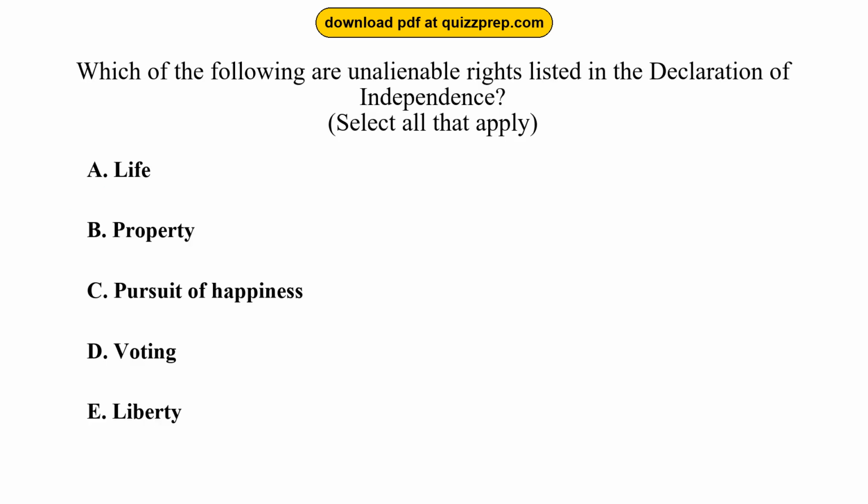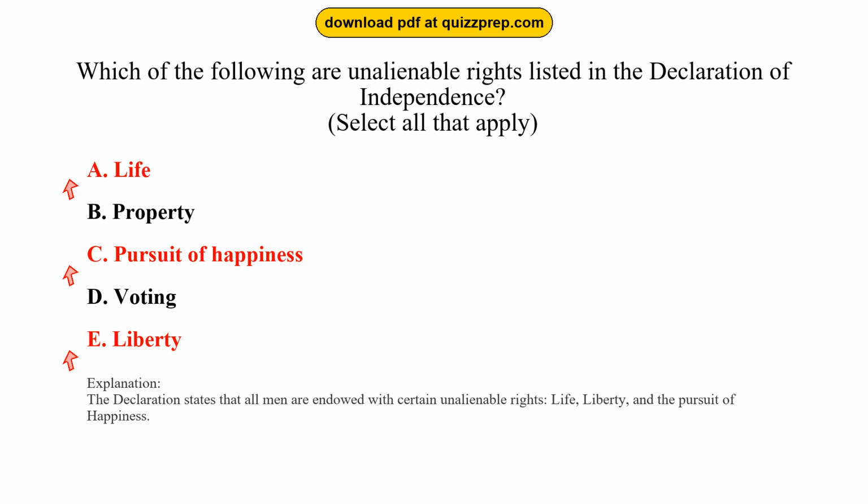Question 53. Which of the following are unalienable rights listed in the Declaration of Independence? Option A life, option B property, option C pursuit of happiness, option D voting, option E liberty. The correct answers are options A and C and E. Life, pursuit of happiness, liberty. The Declaration states that all men are endowed with certain unalienable rights: life, liberty, and the pursuit of happiness.